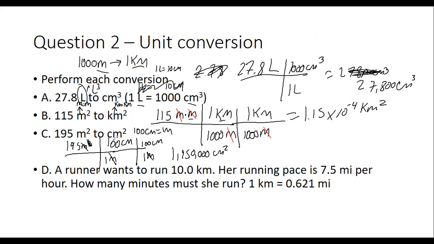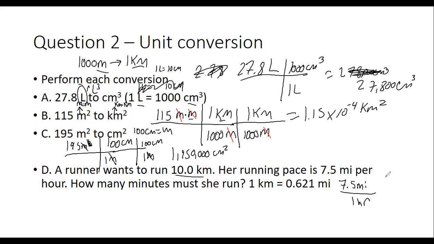All right, so D, let's take a look at that. Runner wants to run 10 kilometers. She runs at 7.5 miles per hour. Miles per 1 hour. So if you weren't sure, miles per hour means how far you go in 1 hour, right? Miles per hour. It's a unit hopefully we're all familiar with. We can use that same idea here when doing unit conversions. And the question is, if I run 7.5 miles per hour and I want to run 10 kilometers, how many minutes will that take me?